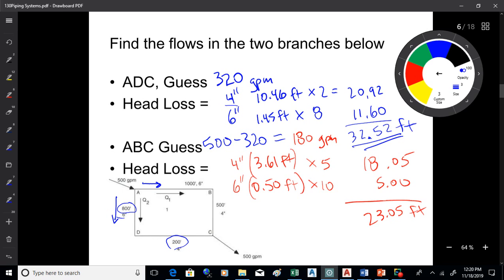So if the water goes from A to D to C, if that's 320 gallons per minute, I got 32.2 feet of head loss. And if I go from A to B to C, I've got 23.05 feet of head loss. Now, those are not equal, okay? I don't think I guessed quite right. I'm in the ballpark, they're close. They're not horribly far apart, but that isn't how the flows are going to be.